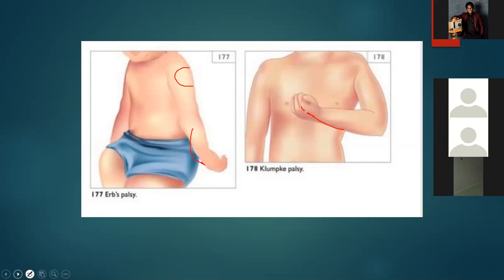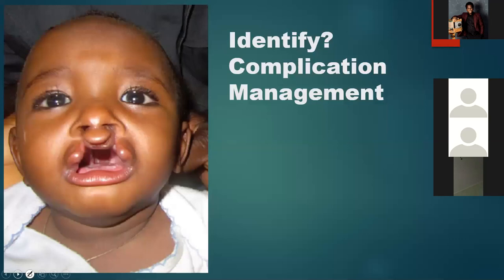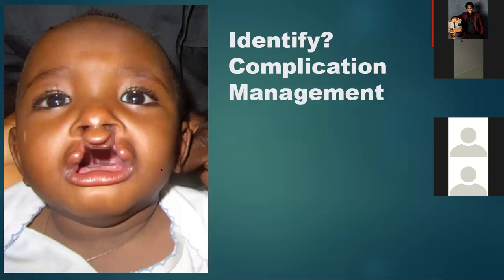All right, so this is the next image. Doctors, you should be able to identify this image. What is this, doctors? What image is displayed on the picture? We should all know. Everybody should type the answers. Hello, doctors.